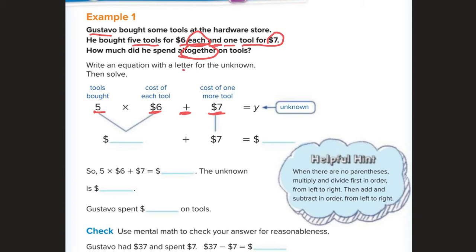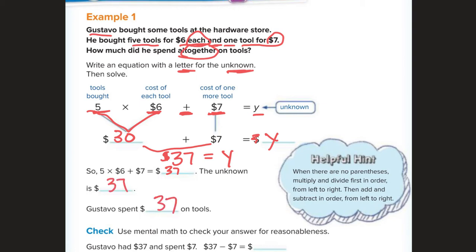So if I was going to write this equation with a letter for the unknown and then solve, here's what it would look like. 5 tools for $6 each, and he spent $7 on 1 tool. And that's going to equal our unknown, or our y. So first I should multiply. 5 times $6 is $30 plus 7 is equal to y. Then I should do 30 plus 7 is 37, which is equal to y. So y equals $37. So 5 times 6 plus 7 is equal to $37. The unknown is $37. He spent $37 on his tools.